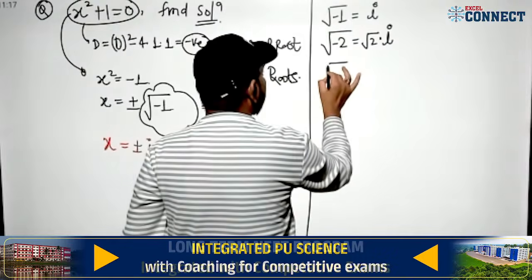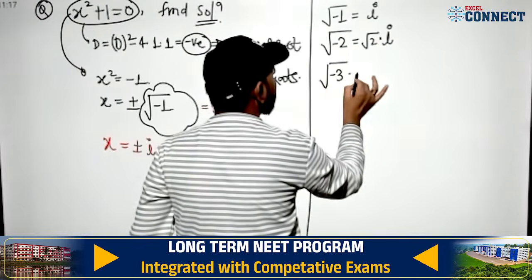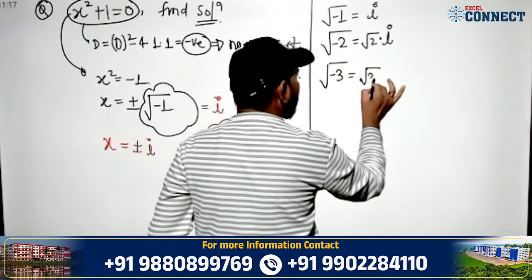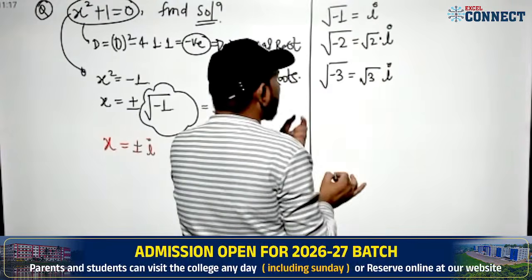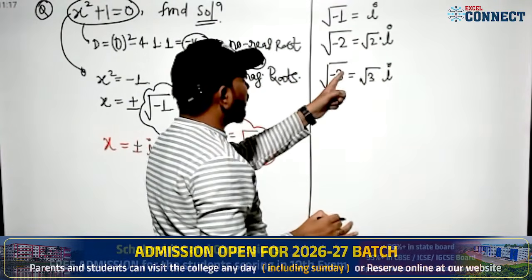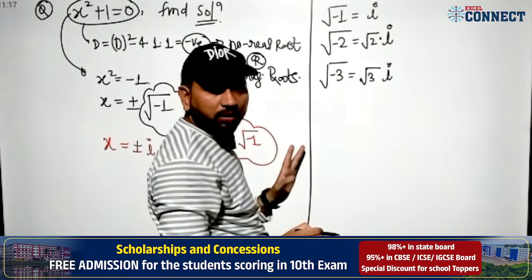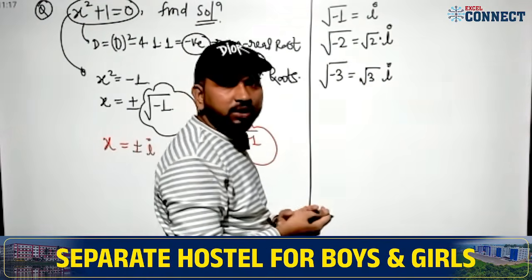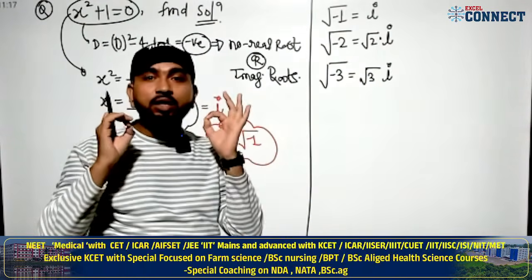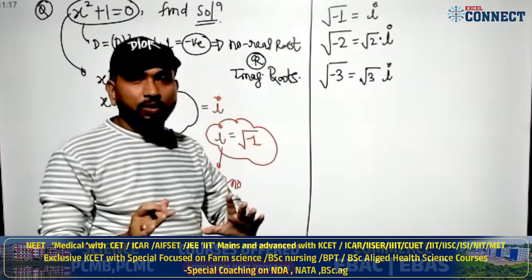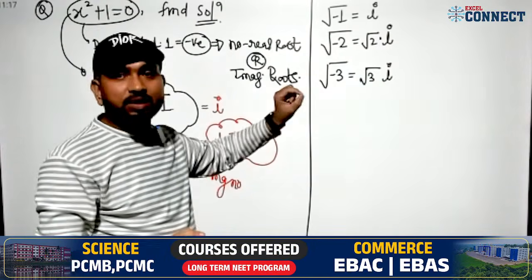If I say what is this? Root minus 3, then you will say, sir, this is root 3 into what? Iota. You could think like this. Okay, sir, 3 is here, and root minus 1 value is what? Iota. So iota means imaginary number. Yes, iota means imaginary number. No real root.